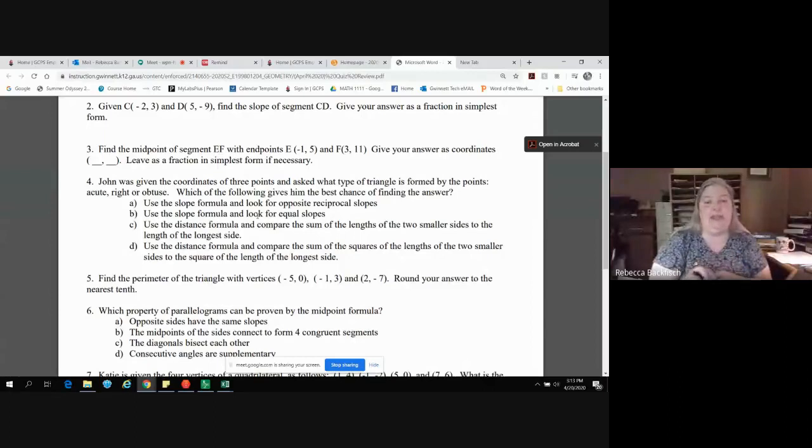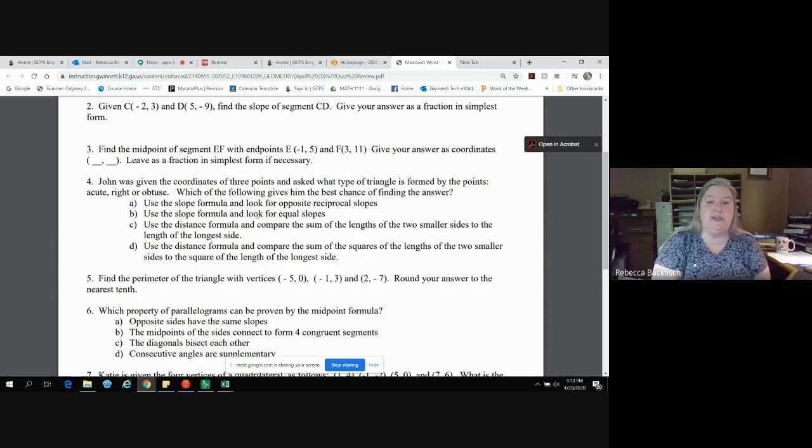And A and B, using the slopes, actually, specifically A, would just tell me if it's a right triangle or not. B is not going to happen because you can't have equal slopes, because you can't have two parallel sides in a triangle. In a triangle, you only have 3 sides and they all meet. Can't be parallel and also meet. Okay, so it has to be C or D because it has to be distance formula.